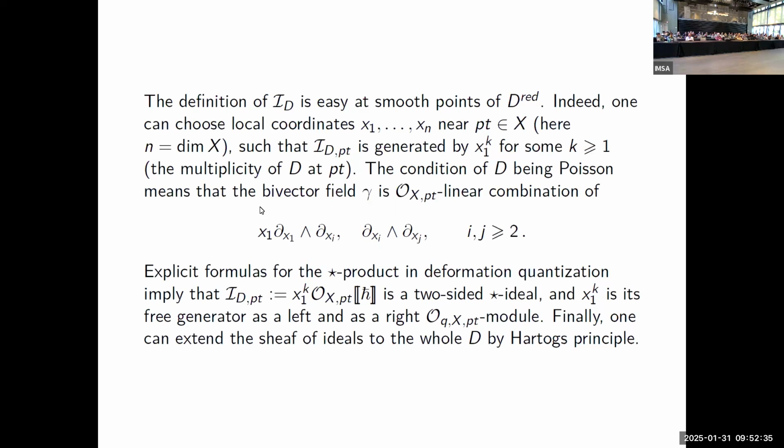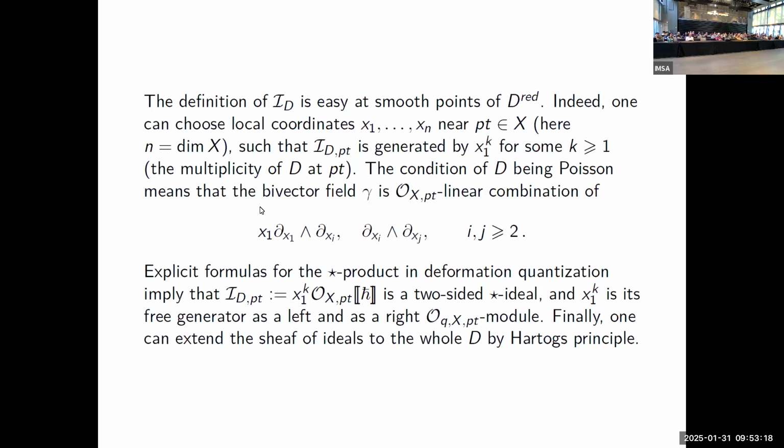And now you look at the explicit formulas for deformation quantization in coordinates, how you do the star product. And then you see that if you consider x1 to the power k times this function, with the canonical star product in affine coordinates, it will be a two-sided ideal. And x1 to the power k will be its generator, both as a left module, right module, bimodule, whatever. Yeah, and then one can extend over the whole divisor by Hartogs' principle. So it's maybe the only proof of some result.